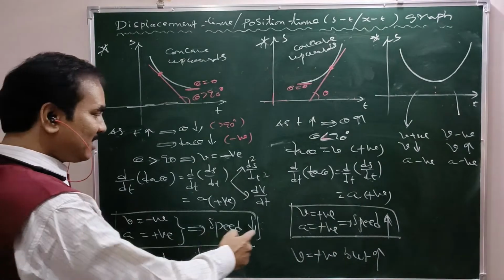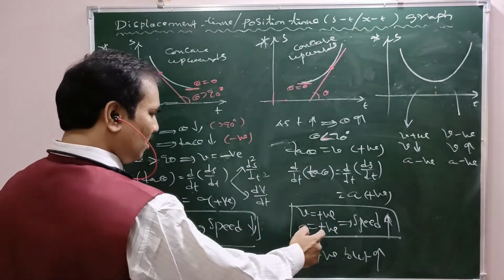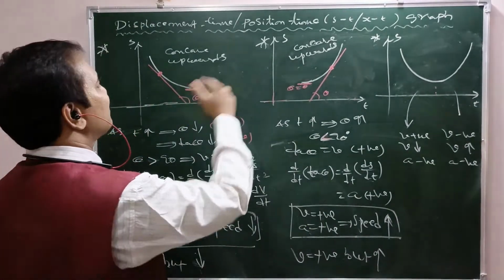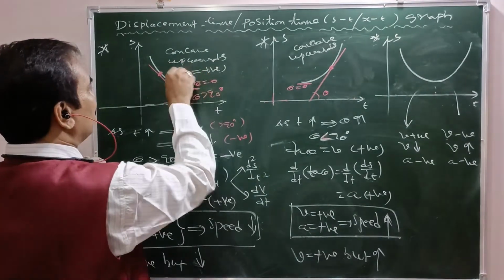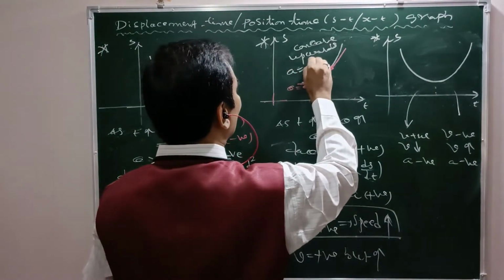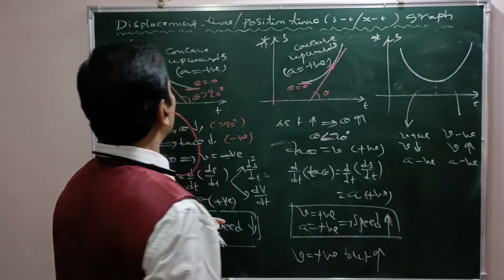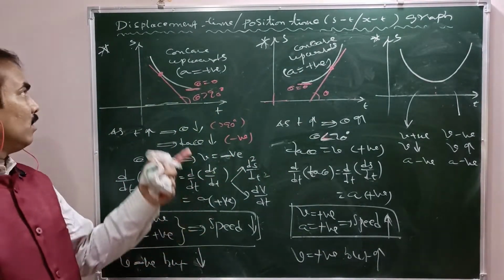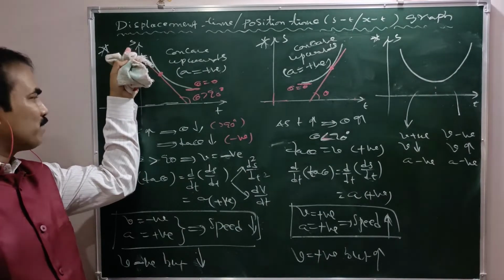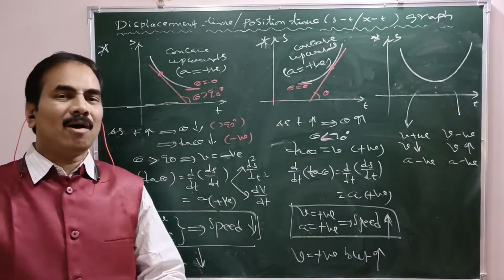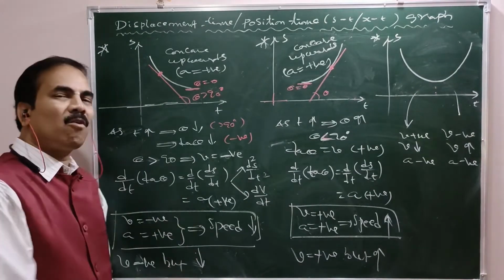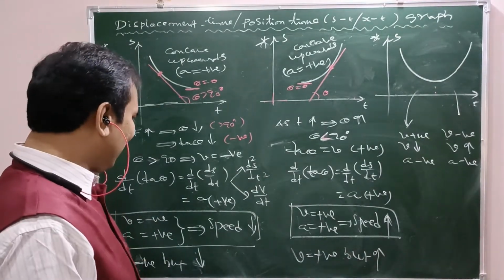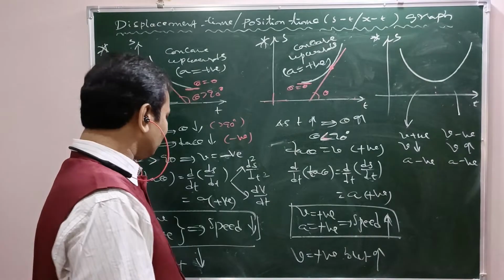As far as acceleration is concerned, that is unique sign in both cases. That is, acceleration is positive. Here also acceleration is positive. Alright. So in case of variation of displacement versus time is somewhat concave upwards, what does it represent? Means acceleration is positive.